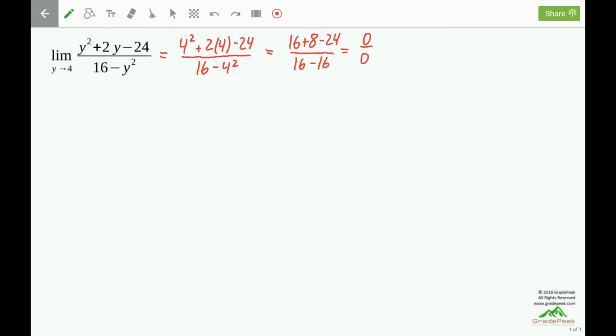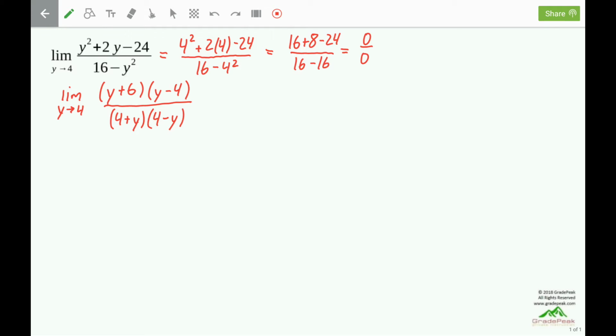Since these are power functions, we can try the factor and cancel method. So we will have limit as y goes to 4 of the numerator. This will be a trinomial factorization. We need two numbers that multiply to be a negative 24 and add to be a positive 2. It sounds like positive 6 and negative 4 will take care of that. In the denominator, we have a difference of squares, and it will factor into a 4 plus y and a 4 minus y.